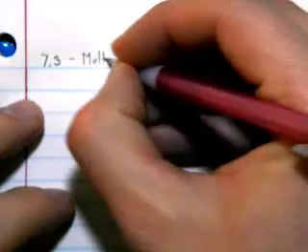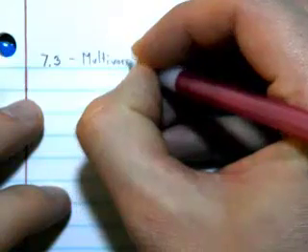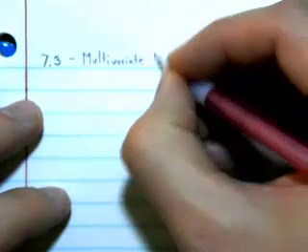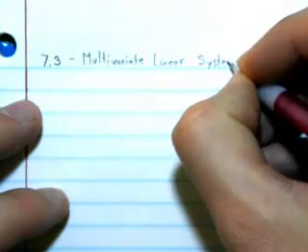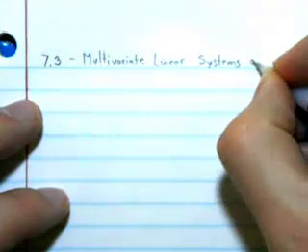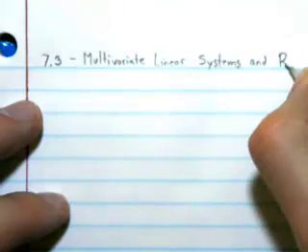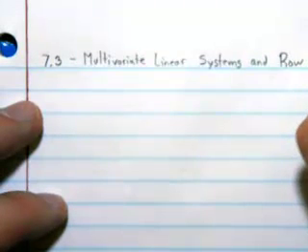So we're going to start 7.3, which is called Multivariate Linear Systems and Row Operations.